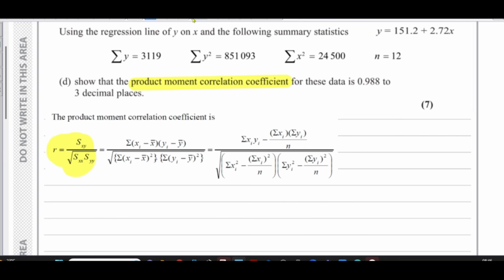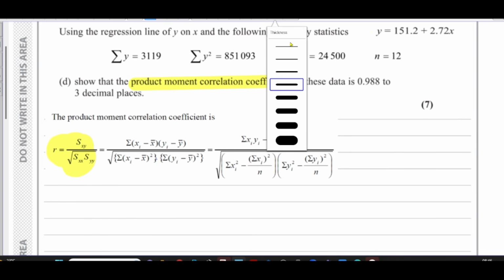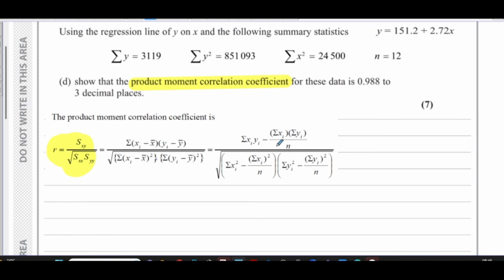Now, what are those things? This here is SXY, and then under the square root this is SXX, and this is SYY. So that's what we can see: SXY over the square root of SXX times SYY multiplied together. Now, if I can find what these three things are, I can find what R is. I can show that R is equal to 0.988. So I need to find what these things are.